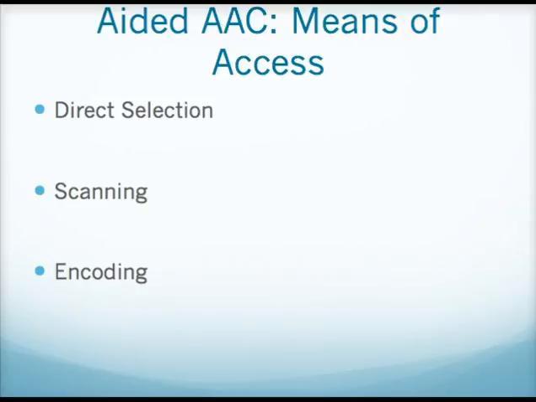Now, the second means of access is scanning, which involves presenting choices to the student one at a time or in a sequential pattern, and then the student indicates their choice. So if you take a look in your textbook at page 231, there's different AAC scanning patterns represented in figure 8.7, so it shows you kind of what circular scanning looks like versus linear scanning versus row column scanning. So there's different ways that scanning can be done.